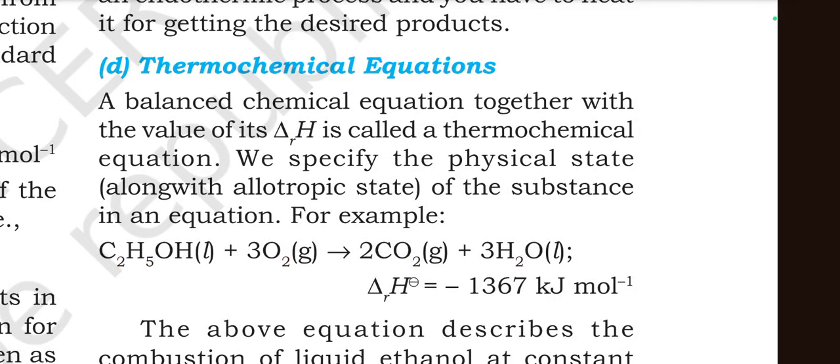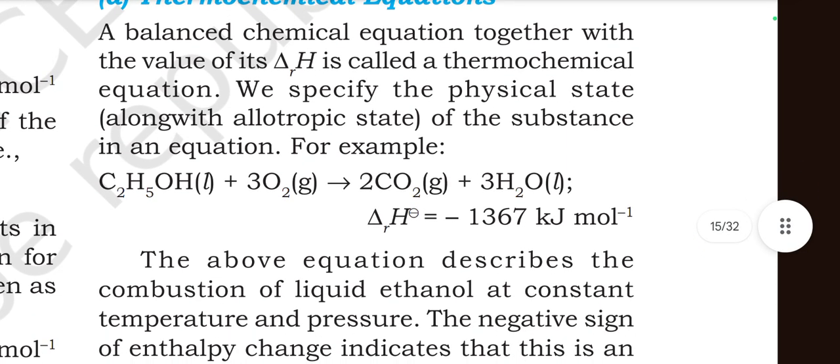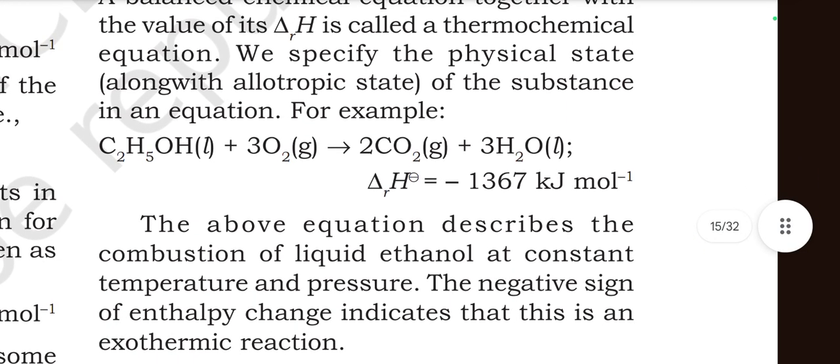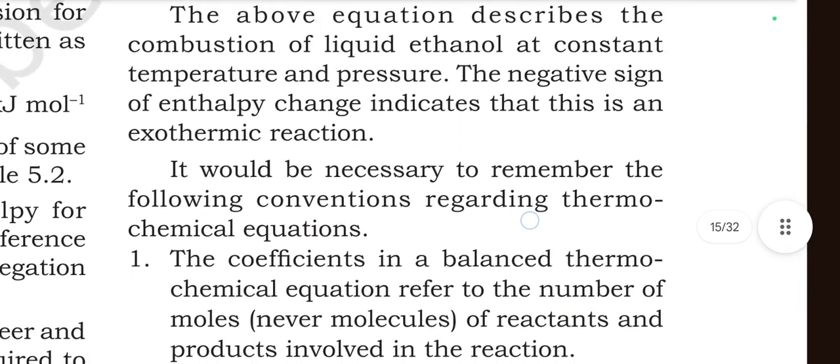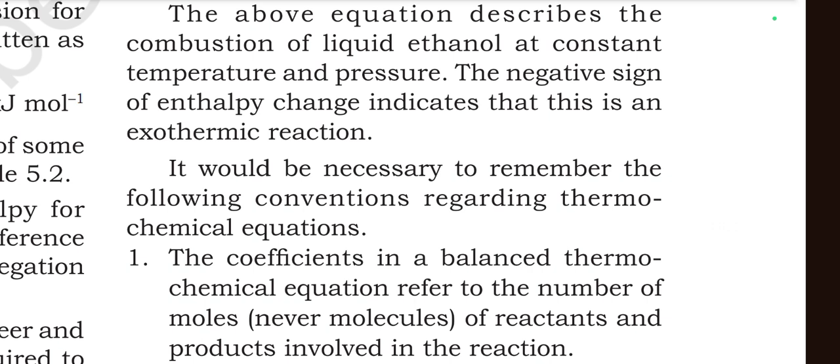Thermochemical equations are balanced chemical equations together with the value of delta rH. In a thermochemical equation, we specify the physical state of the substances in the equation. The above equation describes the combustion of liquid ethanol at constant temperature and pressure. The negative sign of the enthalpy change indicates that it is an exothermic reaction.